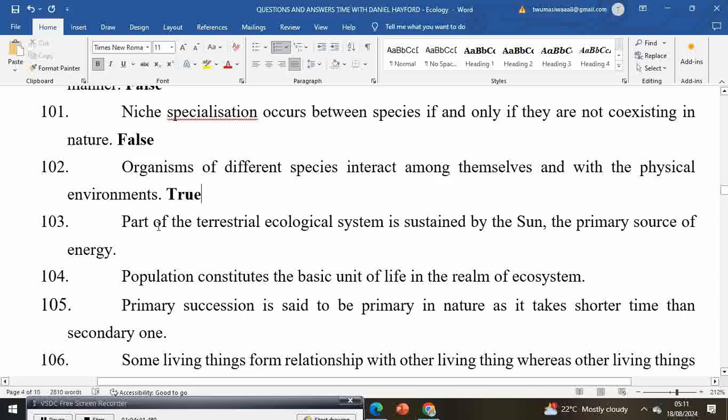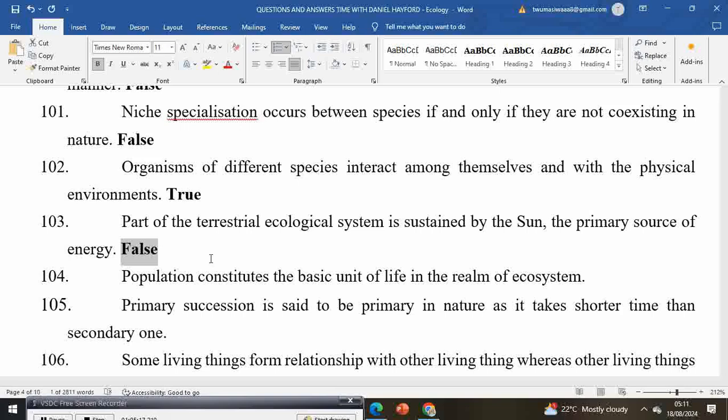Now, question number 103. Part of the terrestrial ecological system is sustained by the sun, the primary source of energy. This statement is false. In the terrestrial world, it's not just part of the ecological system which is sustained by the sun. All of the terrestrial ecosystem is sustained by the sun.